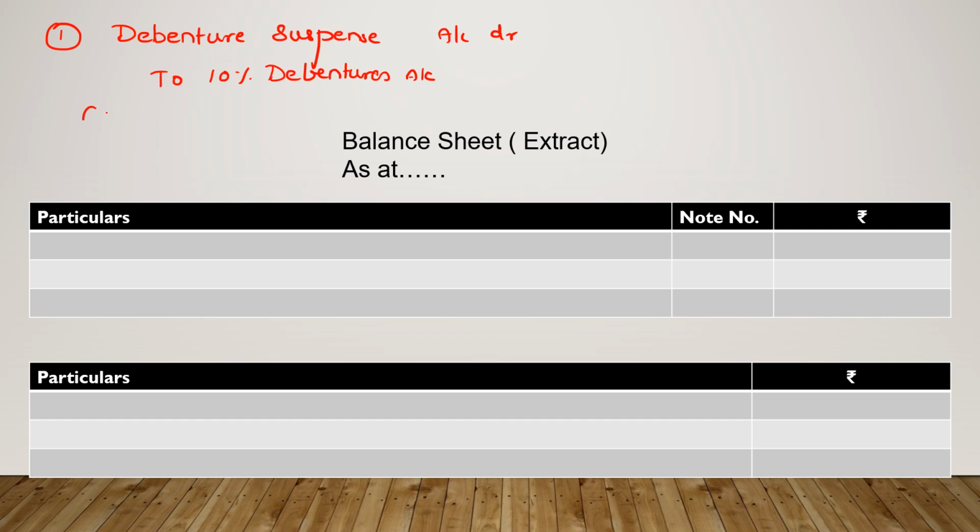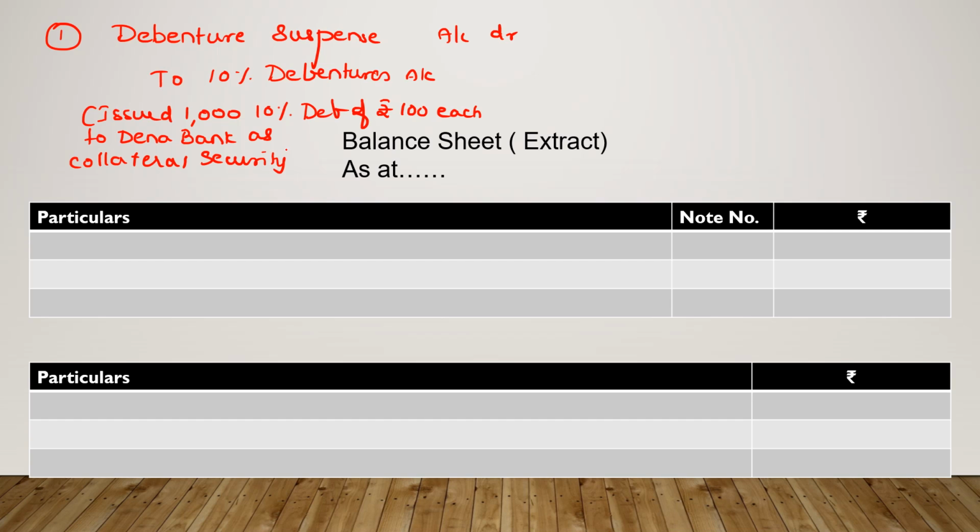So how many debentures were issued? Issued 1,000 10% debentures of rupees 100 each to Dena Bank as collateral security. So this is a journal entry that would be passed, and it is for 1 lakh amount. 1,000 debentures of 100 each makes it 1 lakh.